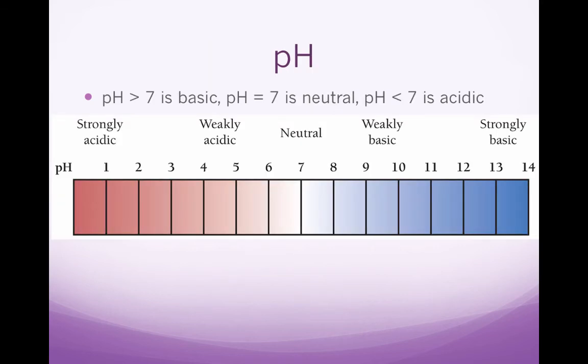Okay, let's talk about pH. So the pH scale goes from 0 to 14. A pH of 7 is neutral, so pure water has a pH of 7. Anything less than 7 is acidic. Anything greater than 7 is basic.